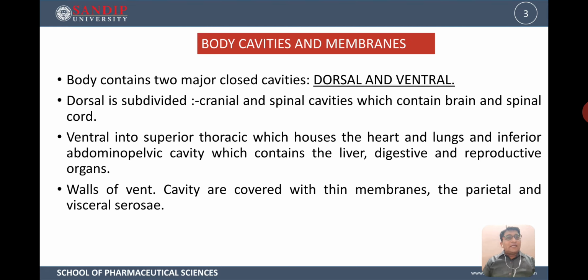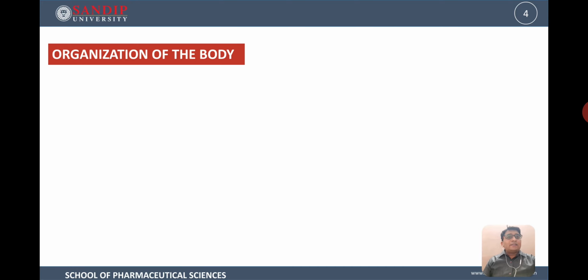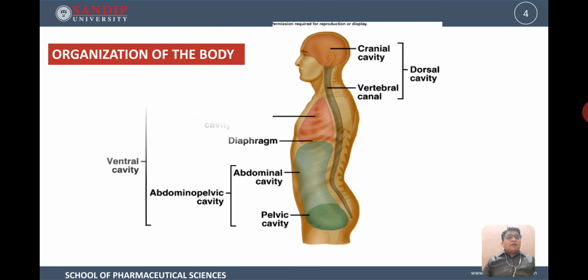Now in the next slide we can observe the cranial cavity in the upper part, where the brain is present. Then the second one is the vertebral canal, where the spinal cord is present, and these are combinedly known as the dorsal cavity.